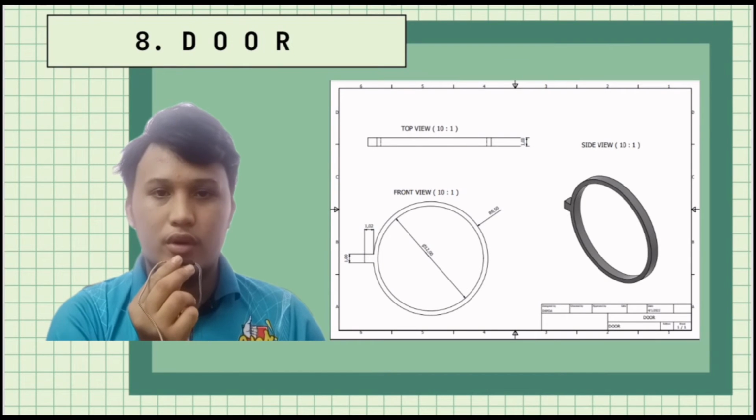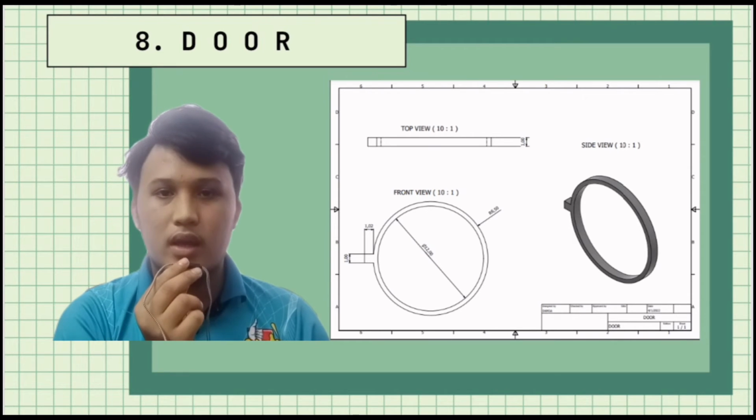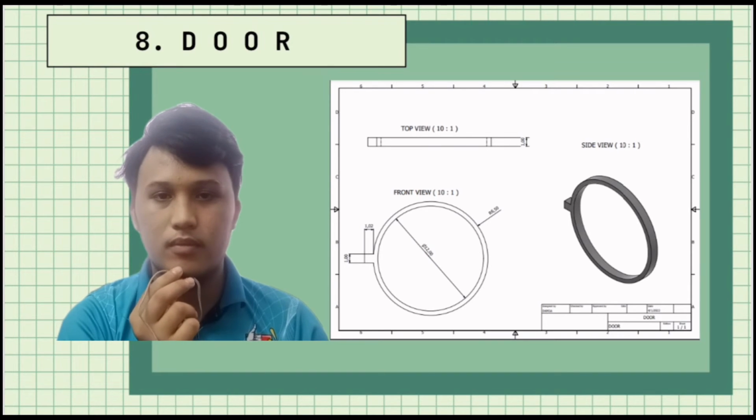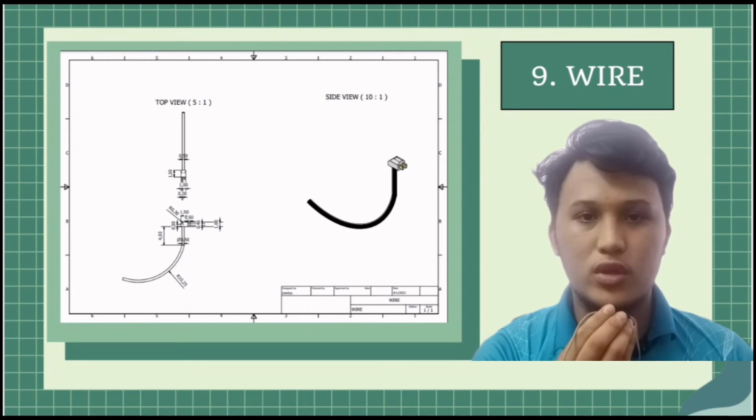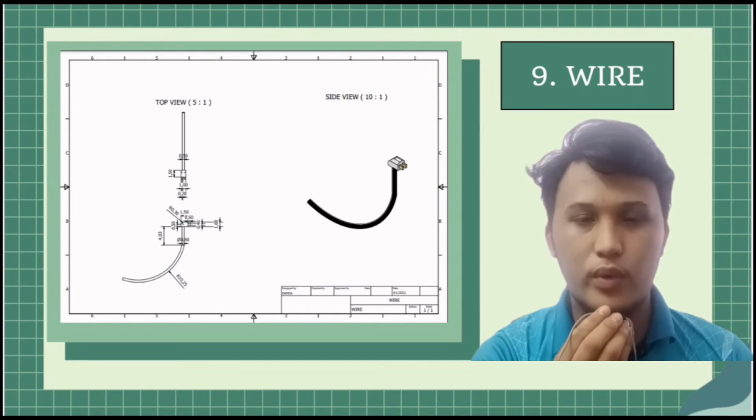Part 8 is for the door. It is to keep the clothes inside the washing machine while being washed. It has the diameter of 12 mm for the door glass and the radius 6.5 mm for the door. Part 9 is the wire. It allows electricity to flow to the washing machine. The washing machine won't work without electricity.